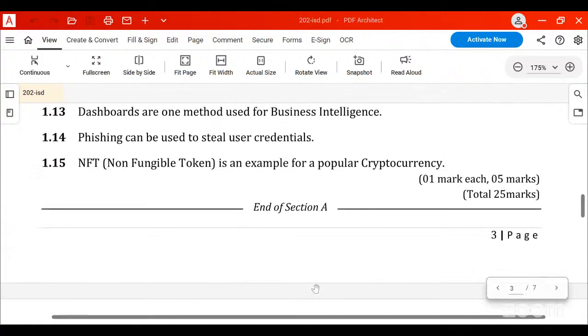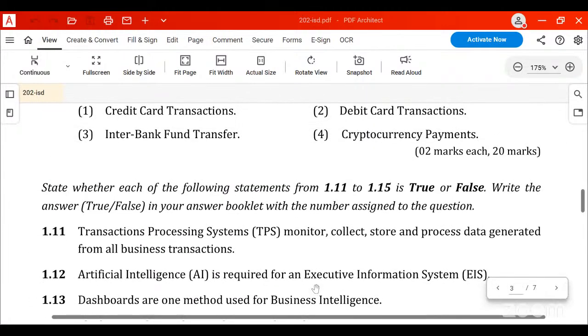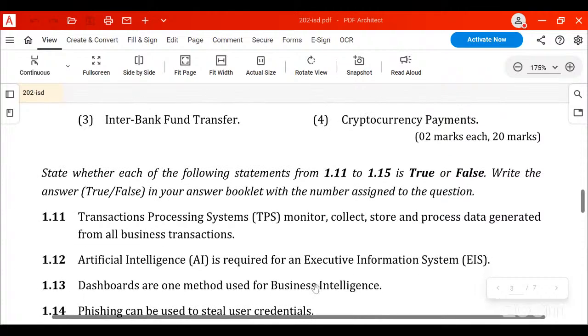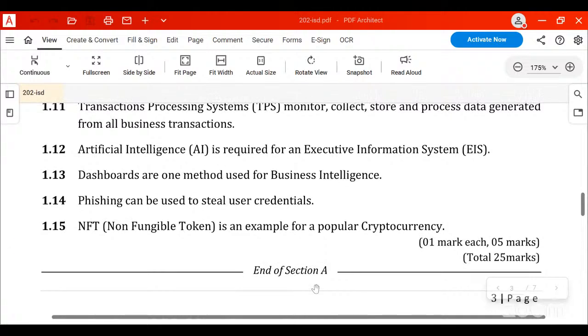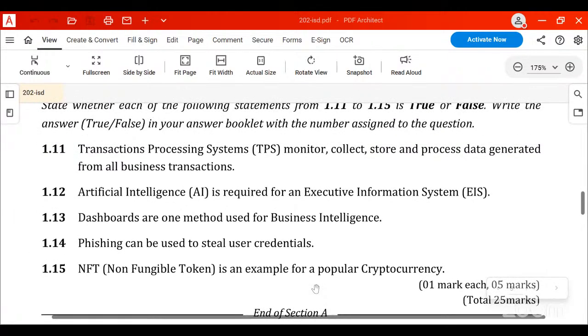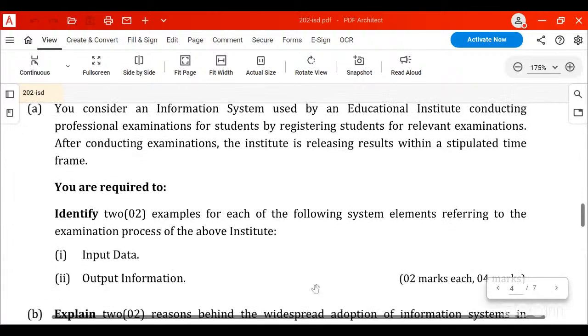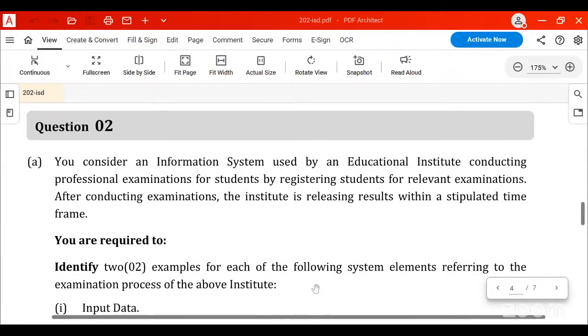Altogether, 25 marks are allocated to this. 2 into 10 questions, MCQs, is 20 marks, and 1 mark for each of the 5 true or false questions, so that is allocated 5 marks. Then altogether 25 marks are allocated. After that, for each question in section B and C, there's a small case. The final question is a bit larger.